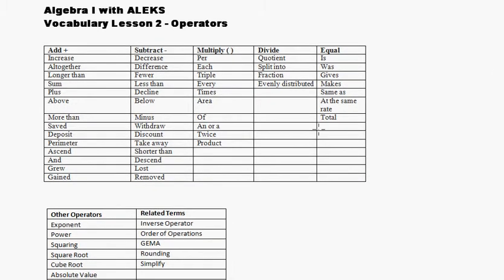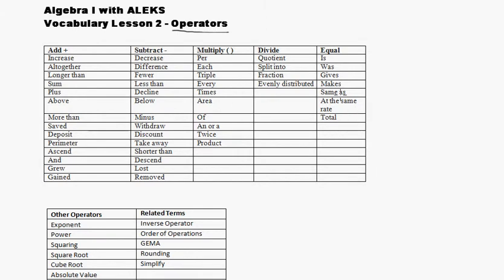First of all, the reason we want to understand what words connect to operators is because in algebra what we're really doing is learning how to make equations to solve problems. When we hear these words in real life and in class, we need to make equations. So we need to understand what words go with what operator.